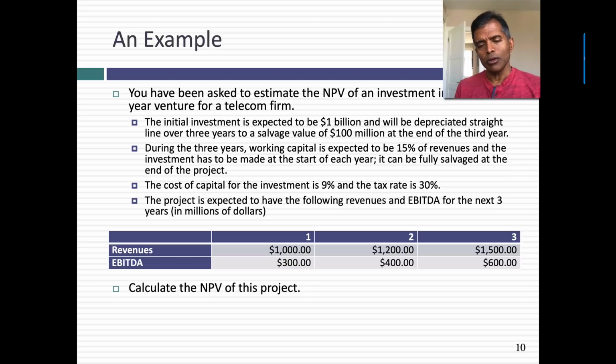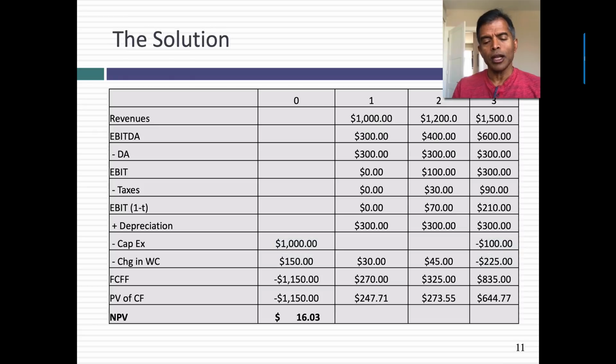And I finally tell you what the revenues and EBITDA are going to be for this project for the next 3 years. So let's compute the net present value of the project. Let's start with the revenues. You multiply that by that EBITDA percentage, you get the EBITDA. You subtract out the 300 million depreciation each year, because remember, you're allowed to do that before you get to operating income. Your operating income is 0 in year 1, 100 million in year 2, 300 million in year 3.